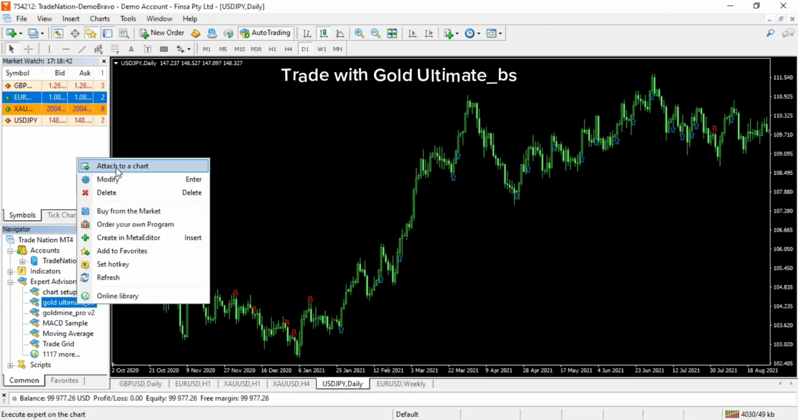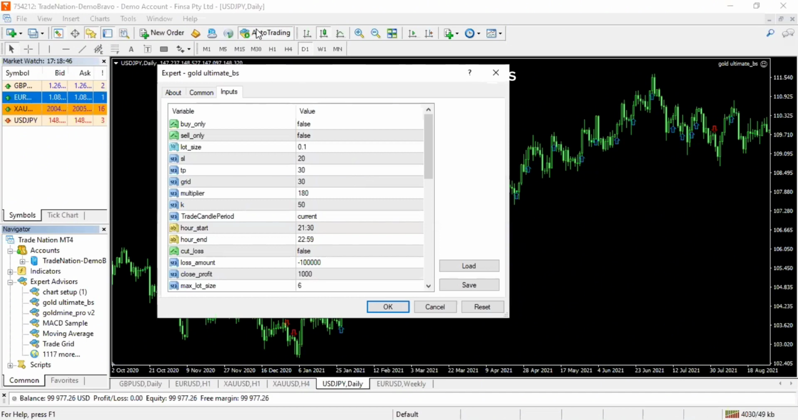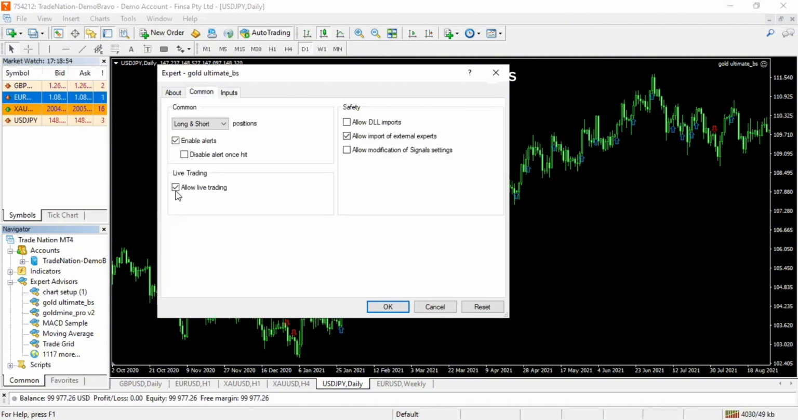So I click on it and I attach it on the chart. Of course, ensure the auto trading is on if you want it to start working immediately. It's important, because if you don't, this function will not be active. Anytime you turn it on, ensure to have this turned on, because you can have all the setup and then the EA is not working. This could be the reason, so ensure this is always on.